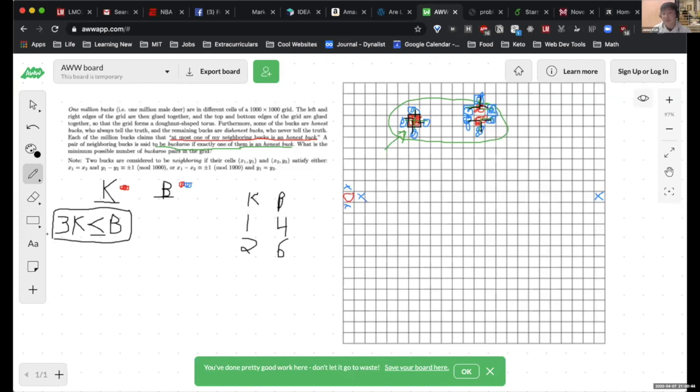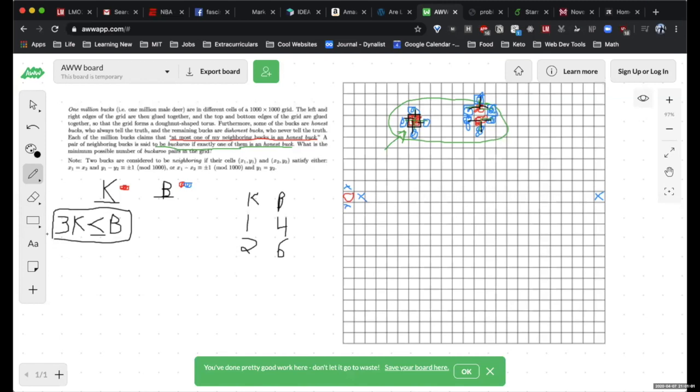But you can also look at this from the perspective of the blue cells, right? And then see what kind of equation you get from that, and see how you can algebraically manipulate things so that you can get a minimum bound on the buckaroo pairs.